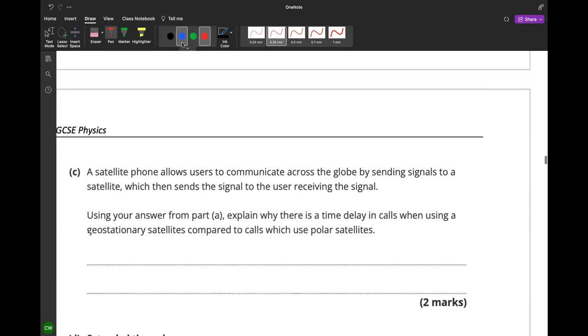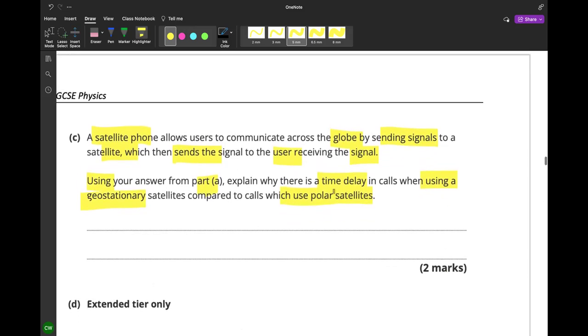Satellite phone allows users to communicate by sending a signal to the satellite, then it sends the signal to the receiver. Use your answer in A to explain why there's a time delay when using a geostationary satellite compared to polar satellite. Time delay. It means sometimes when you see them doing the live broadcast, the interviewer needs to wait for 2 seconds before they can answer you. Time delay caused by what? Why is there a time delay?